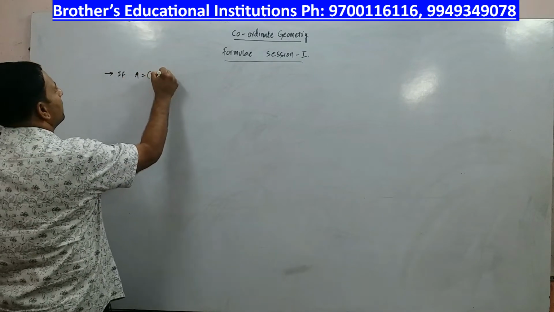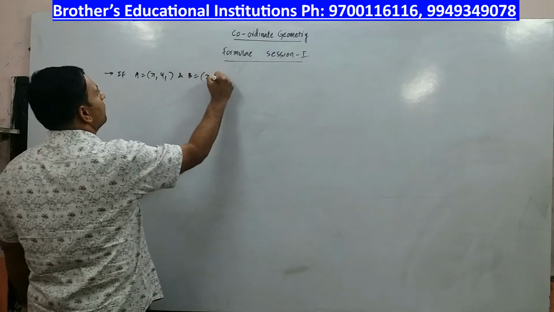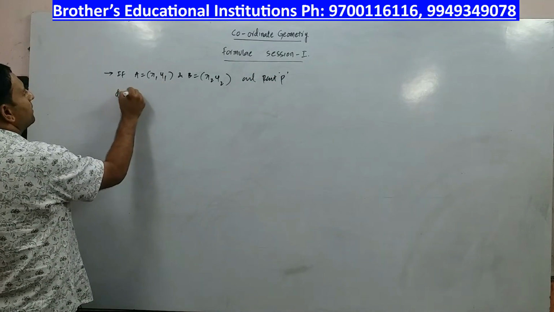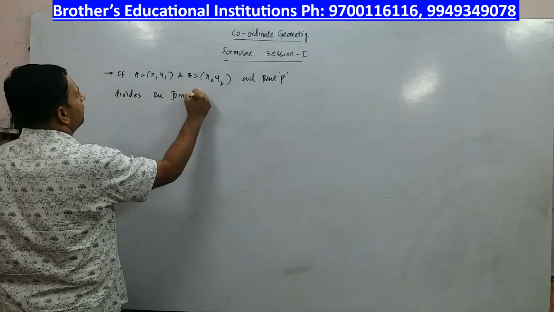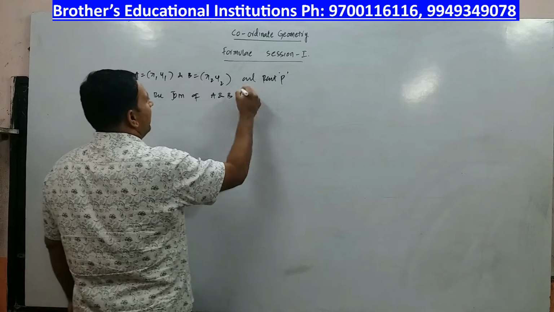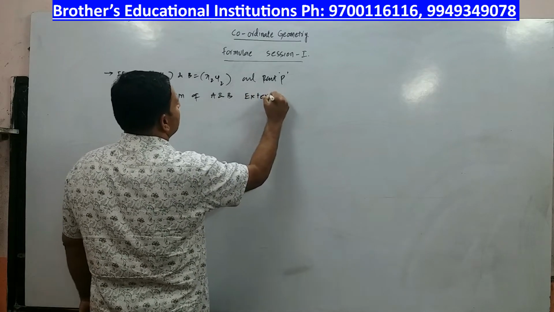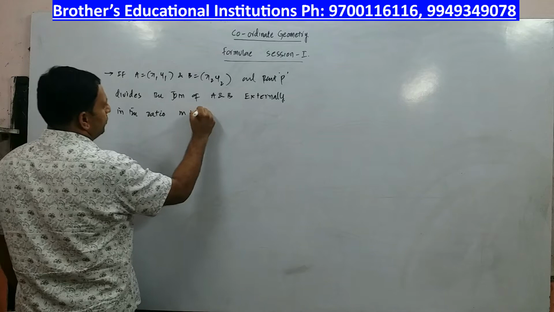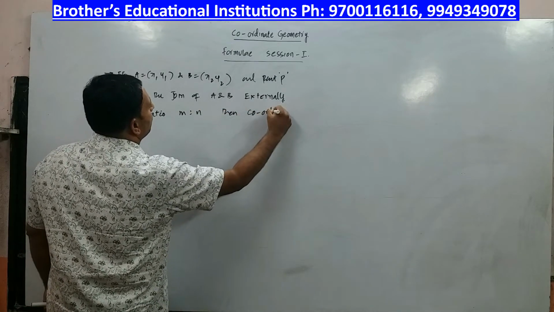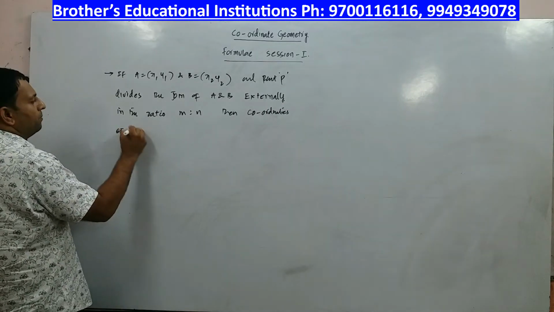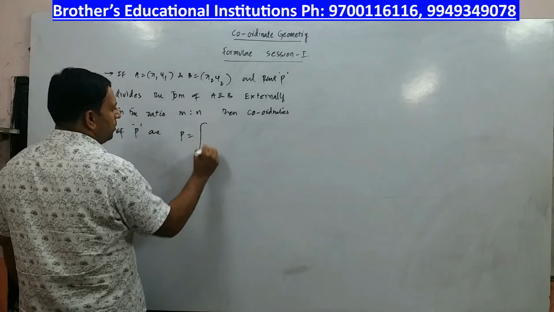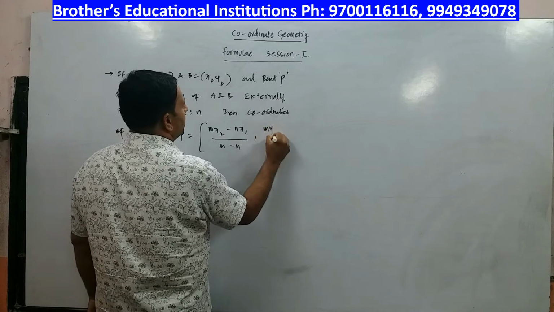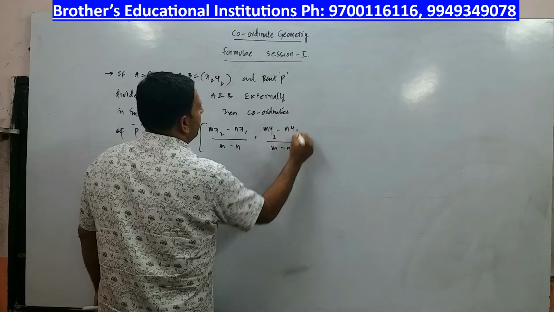If A is equal to (x1, y1) and B is equal to (x2, y2), and point P divides the join of A and B externally in the ratio m is to n, then the coordinates of P are P is equal to (m x2 minus n x1) by (m minus n), comma, (m y2 minus n y1) by (m minus n).